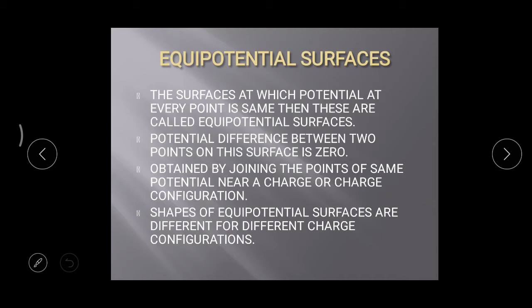The potential difference between 2 points on this surface is always zero, since potential is same. These surfaces are obtained by joining the points of same potential near a charge or charge configuration, and the shapes of these surfaces can be different for different type of charge configurations. It may be spherical, it may be dumbbell shape, it may be planes. So many type of surfaces we obtain near the charges. So we are going to study these shapes regarding equipotential surfaces.